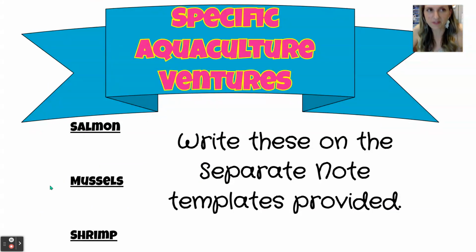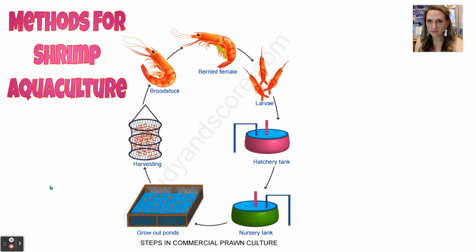So here is specifically for my students. They have templates for each type of aquaculture venture, for shrimp, for mussels, and then for salmon aquaculture. For shrimp aquaculture.